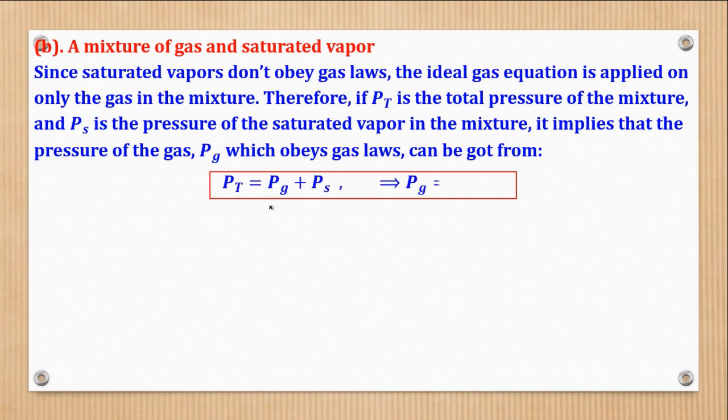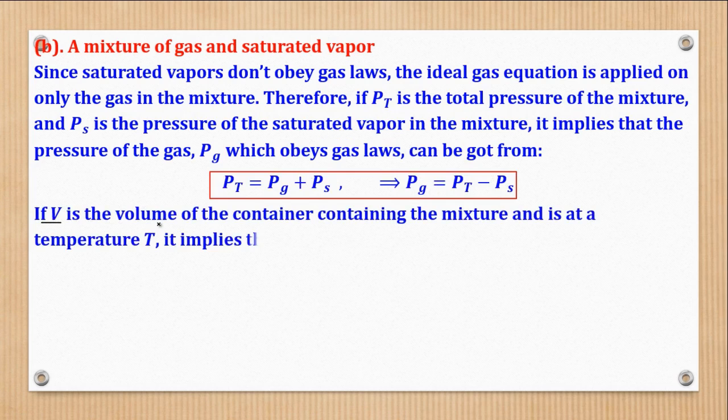You already know that total pressure is equal to Pg plus Ps. But remember, this Ps does not obey gas laws. What obeys gas laws is Pg. So we have to make Pg the subject, which gives you Pt minus Ps. Now this Pg is the one which will be used in the ideal gas equation.